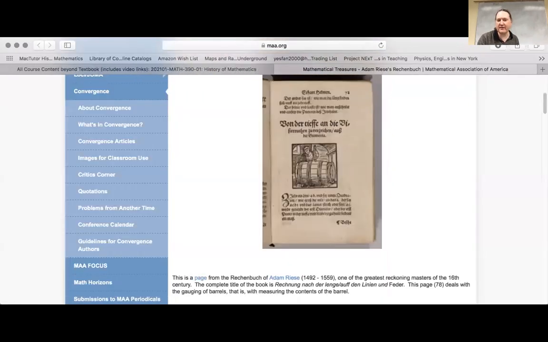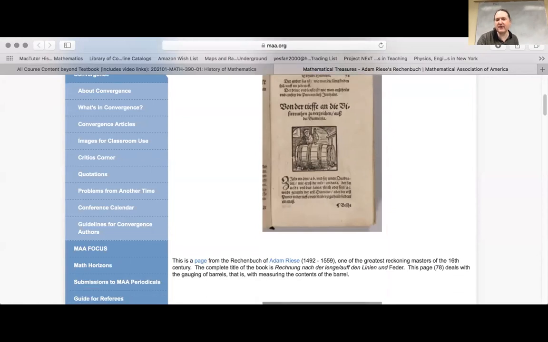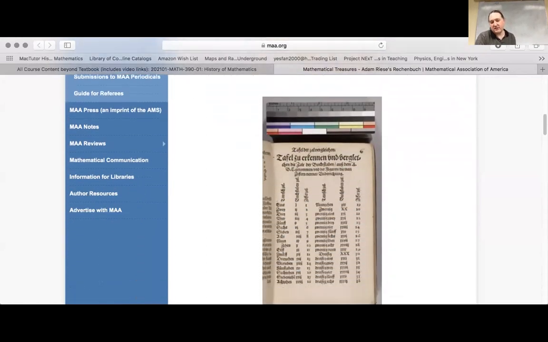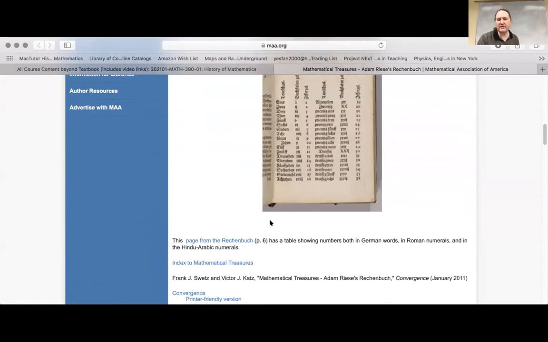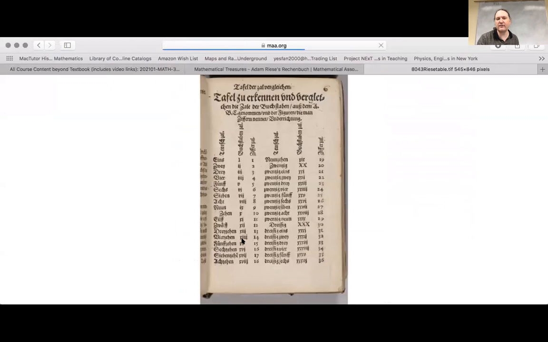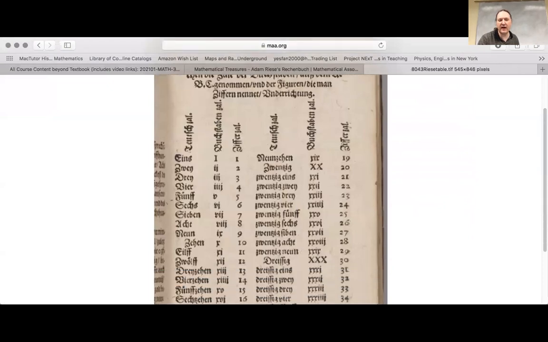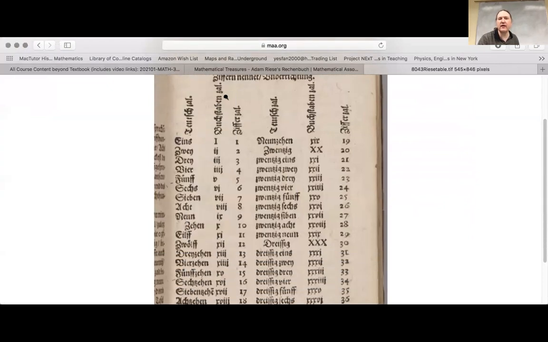If we go back, it says that down here. This page deals with measuring the contents of the barrel. That's what it is, which is a practical thing to want to do. Here is another page from the same thing. This is a translation between numerals in their German word form, Roman numerals, and the still pretty new Hindu Arabic numerals.